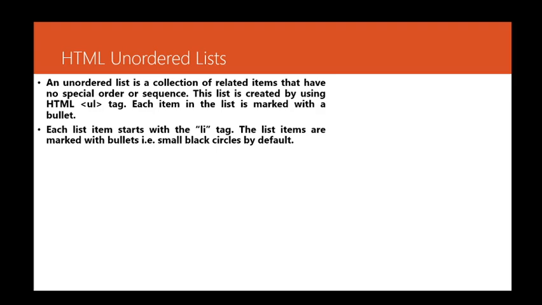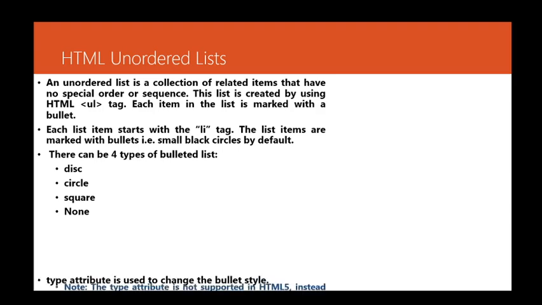These list items are marked with bullets. For example, you can use small black circles by default, which are popularly known as disk. If we are using a bulleted list, there are four types in HTML. Disk, which is a small black filled circle. Another bulleted list type is called circle. It is an empty circle. Then we have square. It will create a square, and then we have none. So these are the four different types of bulleted or unordered lists.